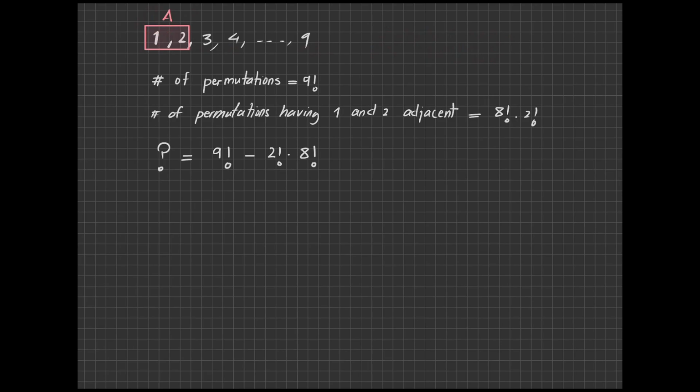By the way, let me simplify this because I want to compare it with a different method. So instead of 9 factorial, what can I write? I can write 9 times 8 factorial, but 2 factorial is simply 2, times 8 factorial. Then I factor 8 factorial out. It becomes 9 minus 2, which is 7, so it becomes 7 times 8 factorial. So that's the simplified version.